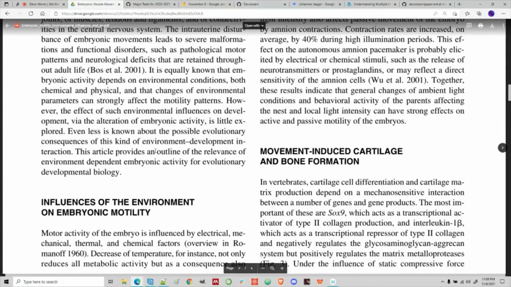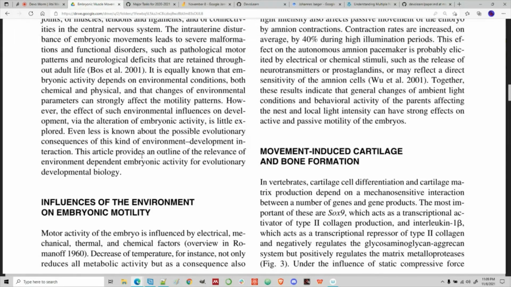But we don't really know, for example, how this occurs, how this sort of comes to be evolutionarily. So even less is known about the possible evolutionary consequences of this type of environment development interaction. So this is an environment developmental interaction, but what are the evolutionary consequences of this? And moreover, how did this sort of emerge in evolution?